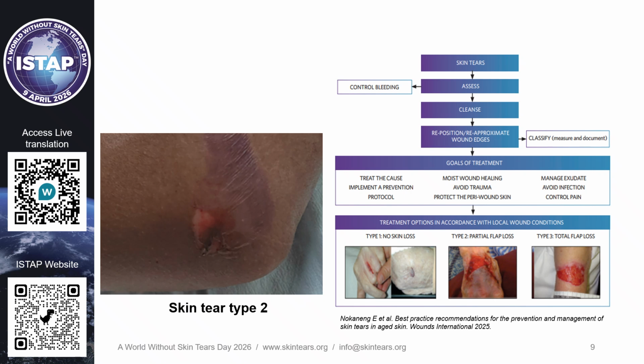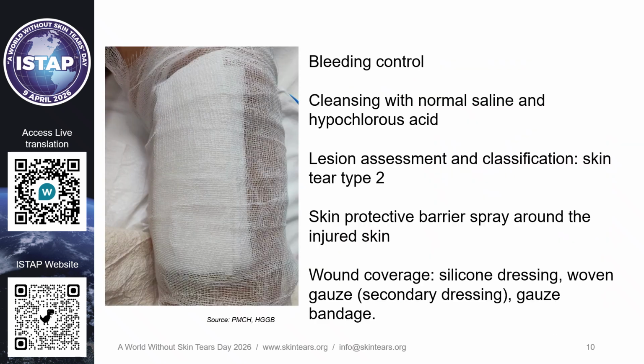First, we control the bleeding. The bleeding from the bed rail injury was minimal and required only brief compression for hemostasis. The wound was cleansed with normal saline, and then we applied hypochlorous acid. Next, the lesion was classified as a type 2 skin tear with partial flap loss. A skin barrier spray was applied to the perilesional area.